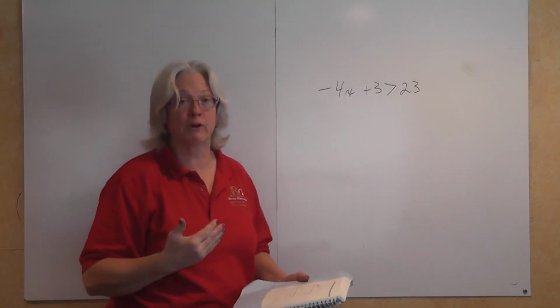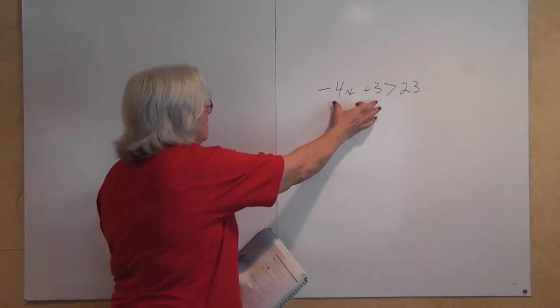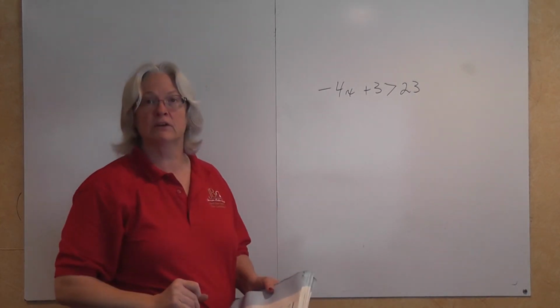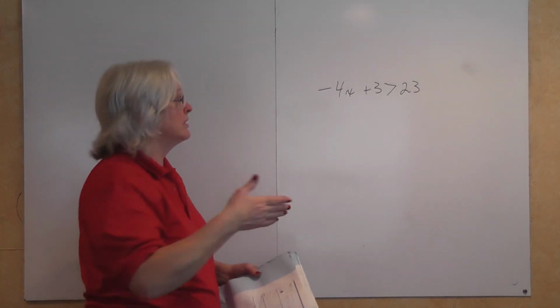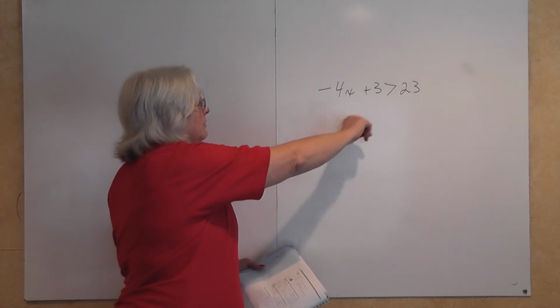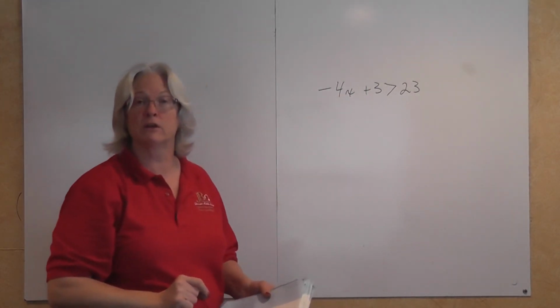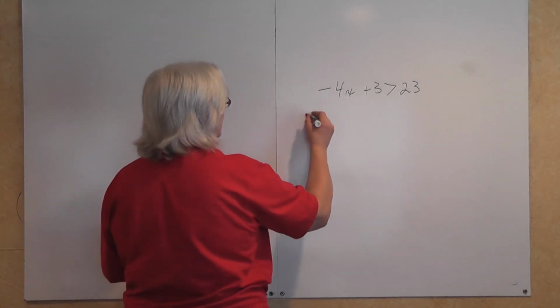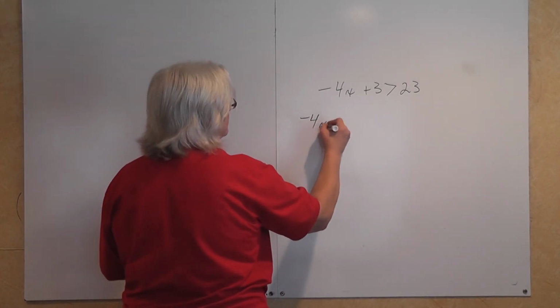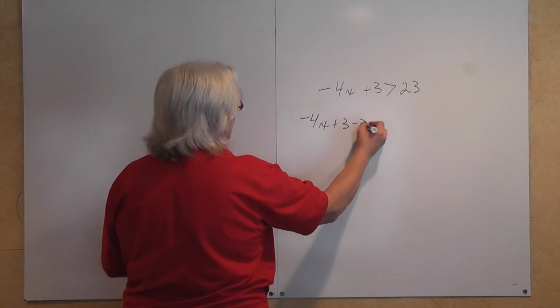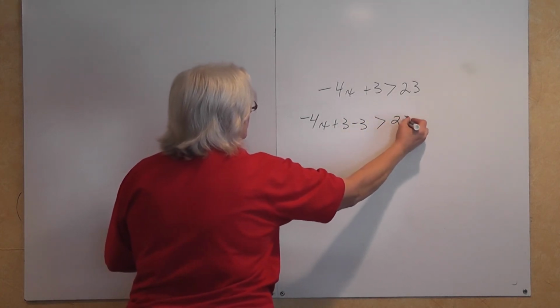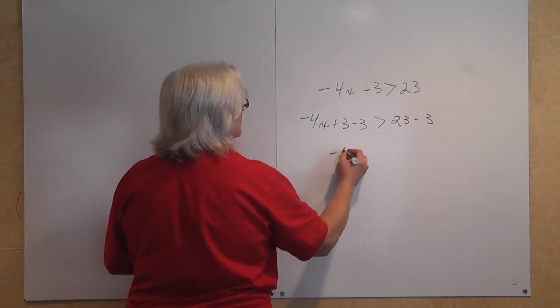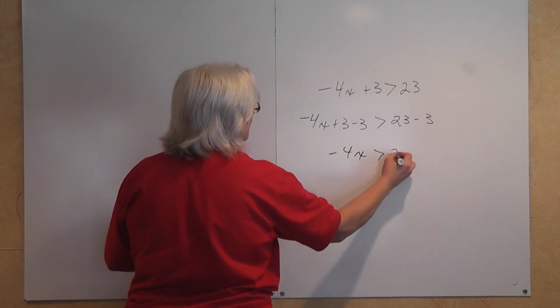To undo the operations that have been performed on the x, we undo them in reverse order. First it was multiplied by negative 4, then 3 was added to the product. Now we're going to subtract 3 from both sides of that inequality. Negative 4x plus 3 minus 3 greater than 23 minus 3. So we end up with negative 4x is greater than 20.